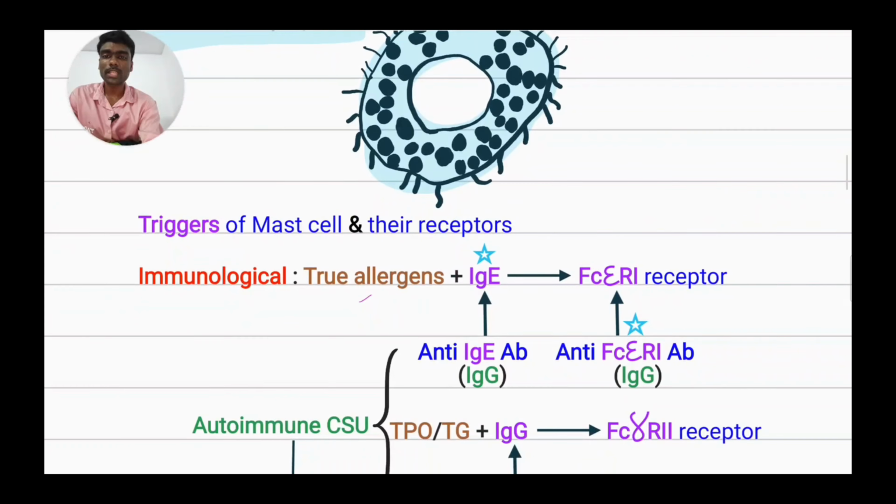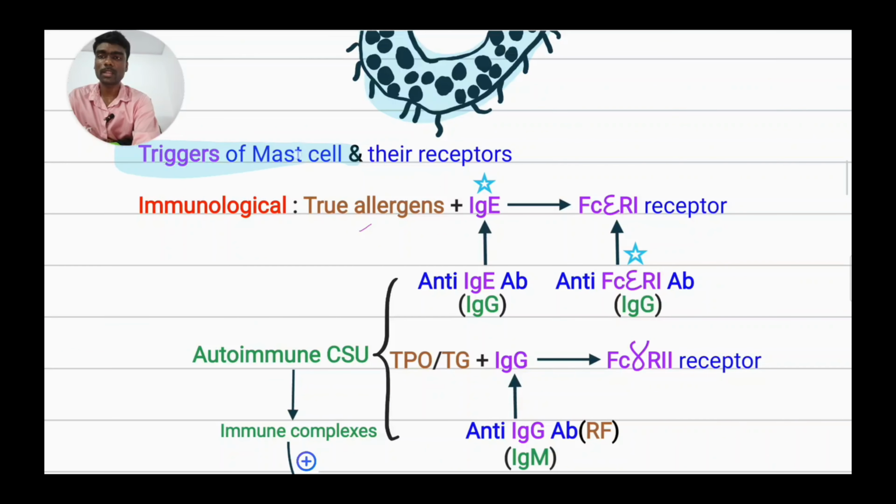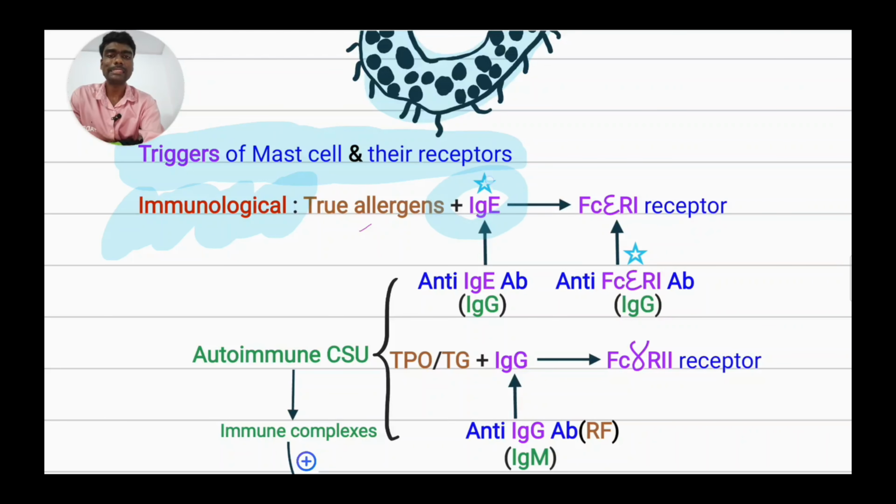Coming to triggers of mast cells and their receptors. There are so many triggers for mast cells, which are classified into immunological and non-immunological. Coming to immunological triggers, the main and most important trigger here is the IgE antibody. This E stands for epsilon. That's why its receptor is named the Fc epsilon R1 receptor.